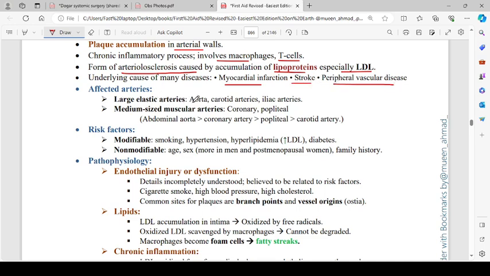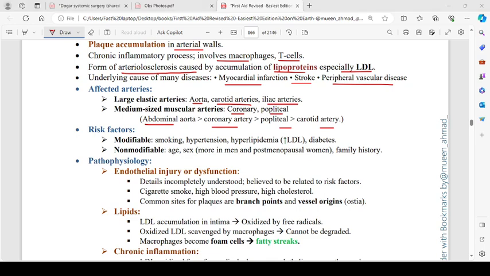Affected arteries are large elastic arteries like the aorta, carotid arteries, and iliac arteries, and medium-sized muscular arteries like coronary and popliteal. So abdominal aorta, then comes the coronary, then popliteal and carotid. There was some mnemonic to that, but I don't remember it. So the most common artery to be affected is the abdominal aorta, then the coronary arteries, then the popliteal artery, and then the carotid artery. So this is the sequence.